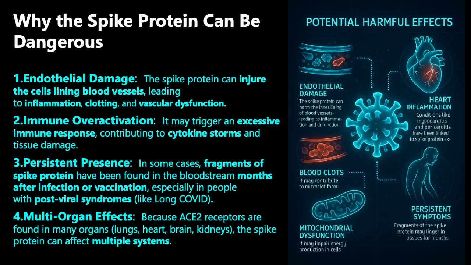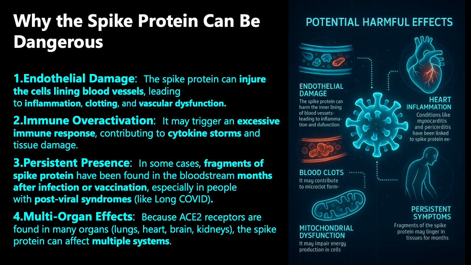Okay, this is what can happen if we have too much of this spike protein, and if they go haywire, it can affect our immune system and cause cytokine storm. Thirdly, in some people, bits of the spike protein have been found in the blood long after the infection or even after vaccination. Okay, you find bits and pieces of the spike protein in the blood. This is especially seen in people with long-lasting symptoms, like people getting long COVID.